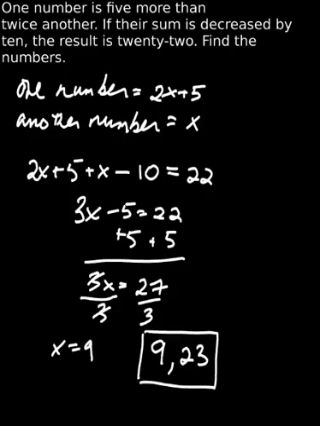Okay, let's try another one now. This problem deals with a collection of nickels, dimes, and quarters. Let's read this again together. Kelly has a collection of nickels, dimes, and quarters with a total value of $7.40. There are 4 more nickels than dimes, and twice as many quarters as nickels. How many of each coin is in her collection?